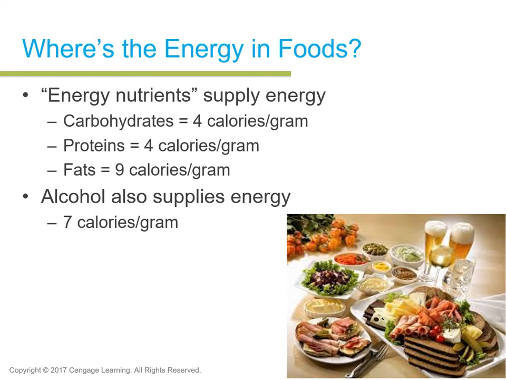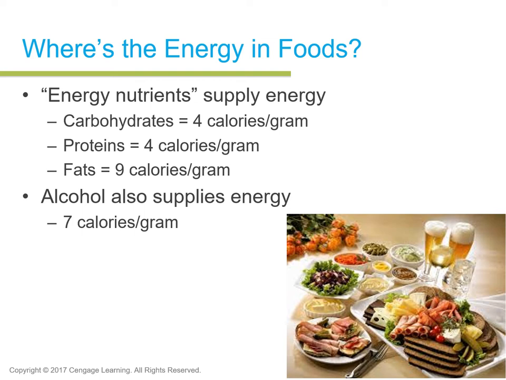So where's the energy in foods? I want to remind you that we learned about physiological values earlier in the semester. For every gram of carb you eat, you get 4 calories. For every gram of protein you eat, you get 4 calories. And for every gram of fat you eat, you get 9 calories. So fats are a concentrated form of energy. And you can use the nutrition facts panel or the food labels to perform calculations.